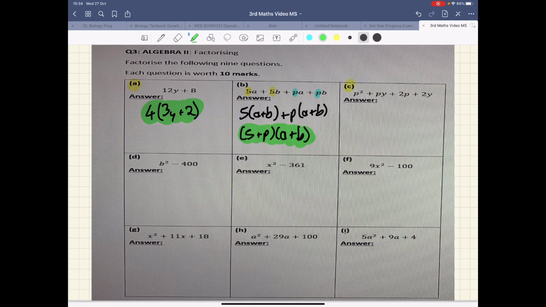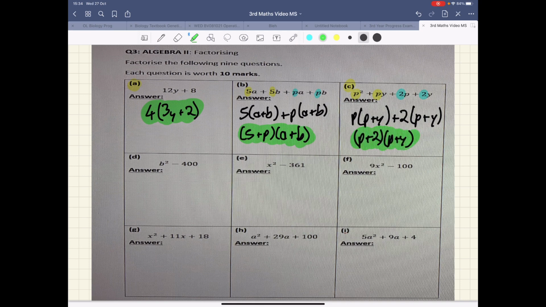Part C, a little bit trickier because we've got squares. So this time let's have a look at what's common. In this side we have a P, and P is common, and over here we have 2 and 2 is common. So let's take them out. P multiplied by what gives me P squared? Well, that's P. And P multiplied by what gives me Py? Well, that's Y. Over here, I take out the 2 that's common. What do I multiply 2 by to get 2P? That's P. And what do I multiply 2 by to get 2Y? That's Y. And again, you just put the 2 together: P plus 2 and P plus Y. And that's your answer there.